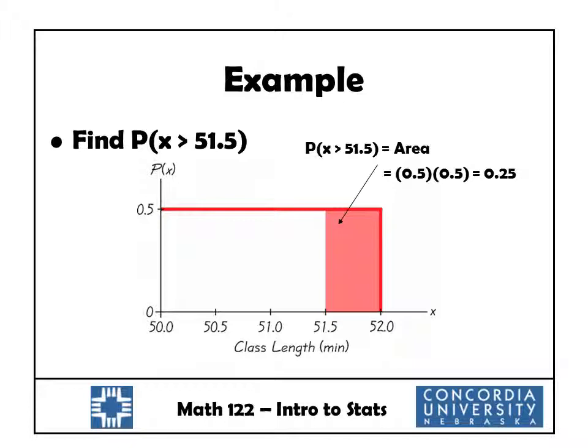So we need to find the area of that rectangle. It's width times height. The height is 0.5. The width is just the difference between 52 and 51.5, which is 0.5. So we multiply those height and width to get 0.25. So that's our probability. And that's how we use density curves to find probabilities.